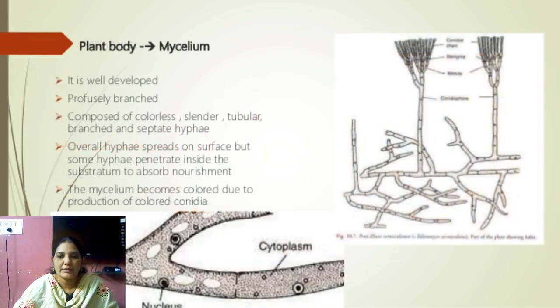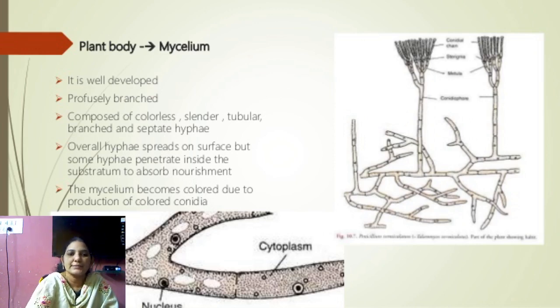Coming to the plant body, the mycelium cells enter into the host cell and produce mycelium. The mycelium is filamentous and branched, it has branches, and it is coenocytic, having cytoplasm.